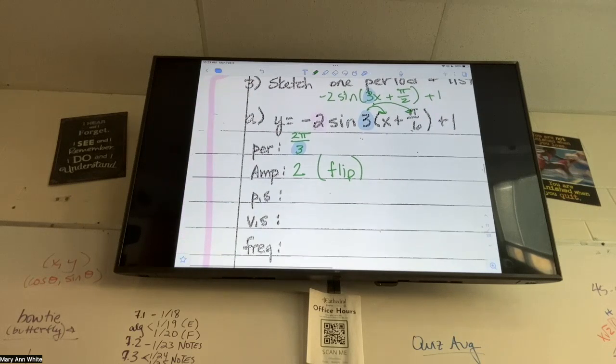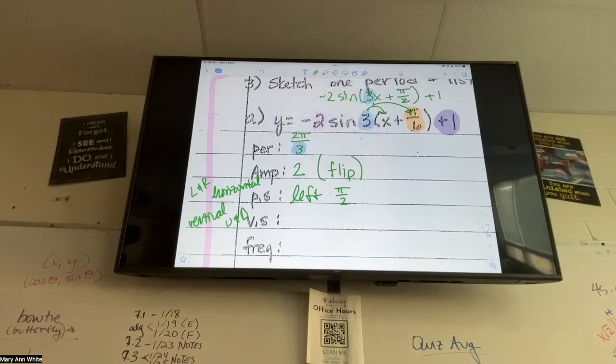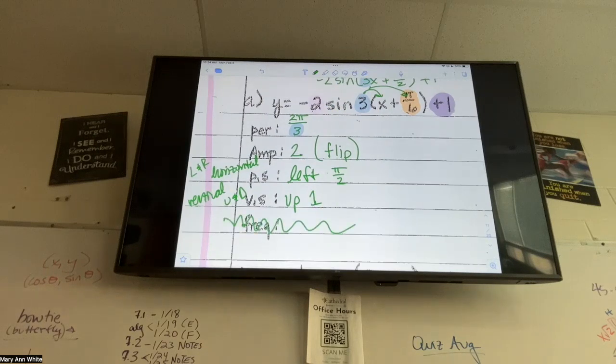All right, PS is like your horizontal shift. It's your left and right. And then VS means your vertical shift, and that's your up and downs. So do I go left or right? How many? And then we haven't done any up or down shifts yet, but we have them here. What does that +1 do to the end of my graph? Go up 1, good. And then I'm not gonna do frequency, so you can just cross that out.